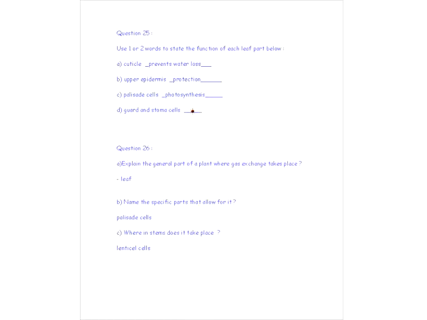All right, the next question. Explain the general part of a plant where gas exchange takes place. Of course, it's the leaf, and we saw that it's the guard cells and the stoma that are involved. Name the specific part that allows for gas exchange. Palisade cells. Okay, that should actually be relating to photosynthesis. Palisade cells. Okay, sorry, a little bit of confusion there. Now, where in the stem cells does gas exchange take place? That should be in the lenticel cells.